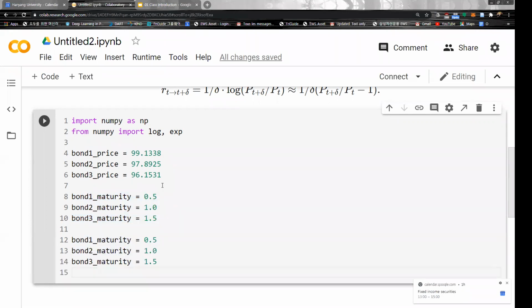And then above face value, right? And then bond one face value is of course 100. It is always normalized to 100. Bond two face value is also 100. Bond three face value is also 100.